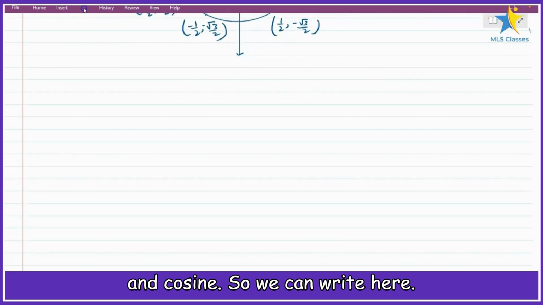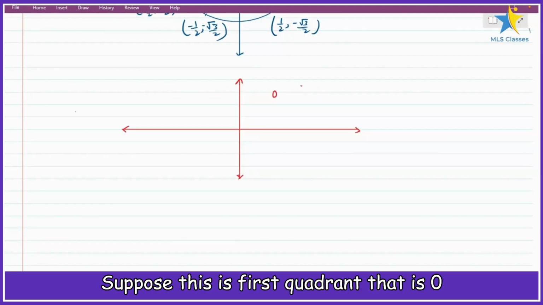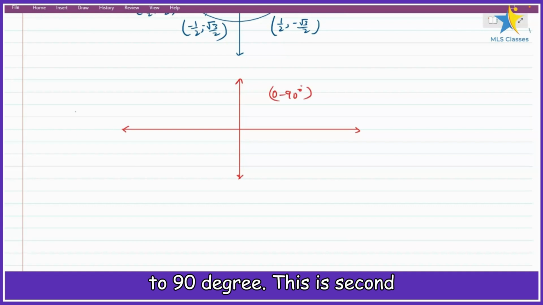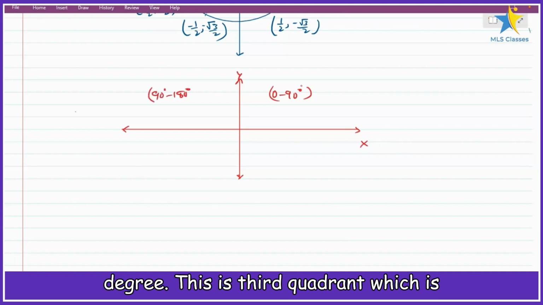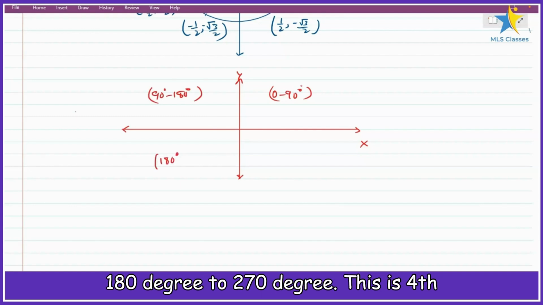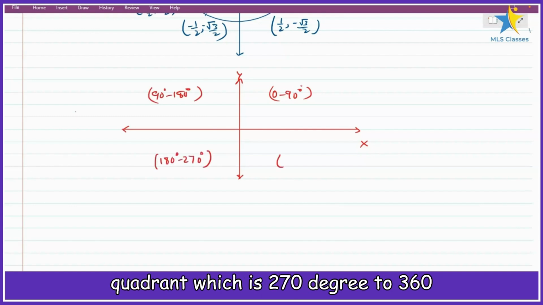So we can write here, suppose this is the first quadrant, that is 0 to 90 degree. This is the second quadrant, which is 90 degree to 180 degree. This is the third quadrant, which is 180 degree to 270 degree. This is the fourth quadrant, which is 270 degree to 360 degree.